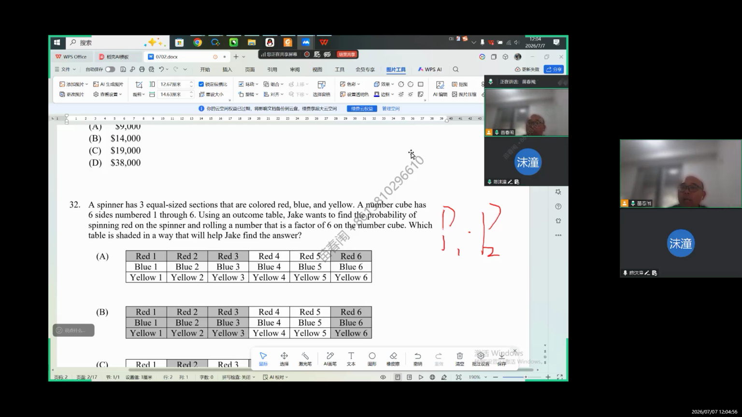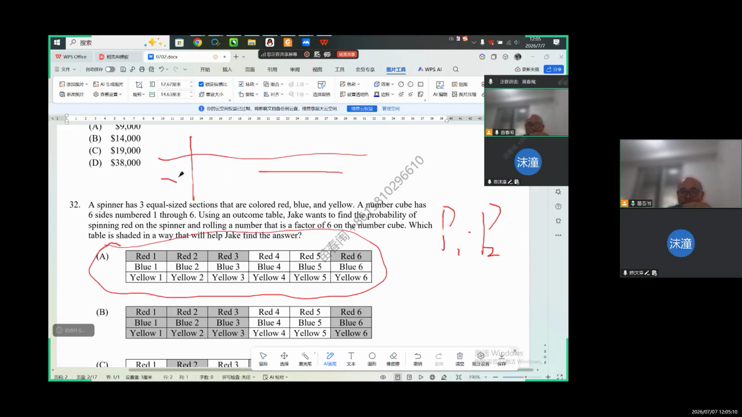And you can also use this. P1 times P2 is one method. We can also use this example's method, answer A, where I list all the combinations. Red 1, red 2, red 3, red 4, red 5, red 6, right? That's 6. And blue 1, blue 2, blue 3, blue 4, blue 5, blue 6, right? That's 6. And also, I list all of them.